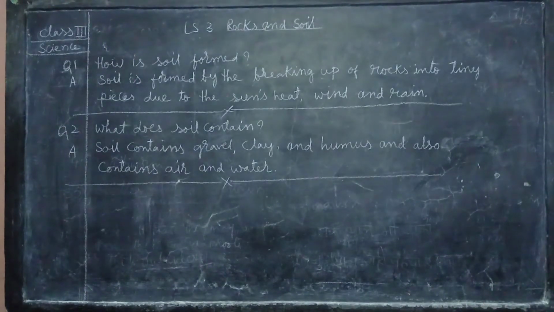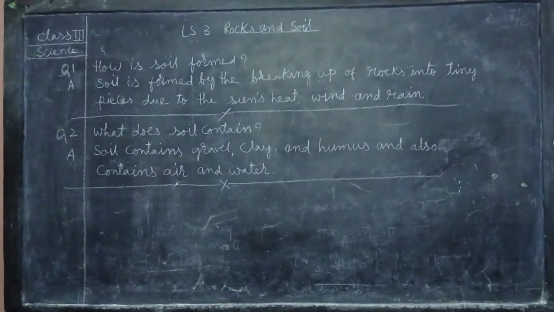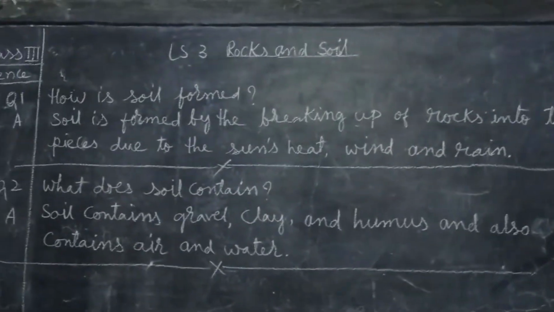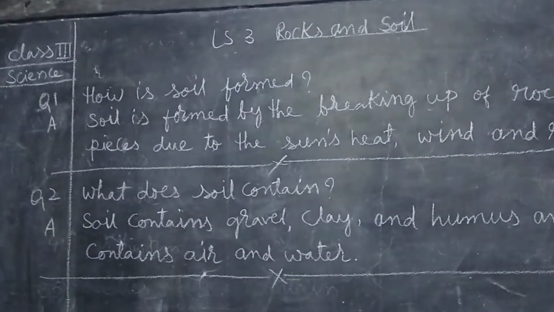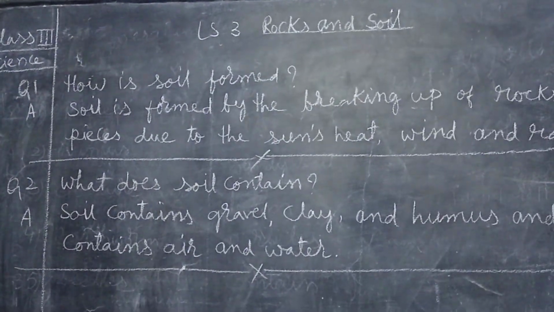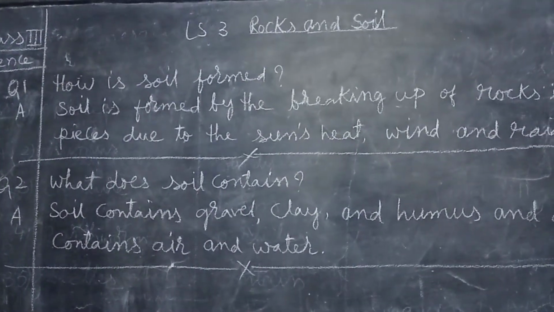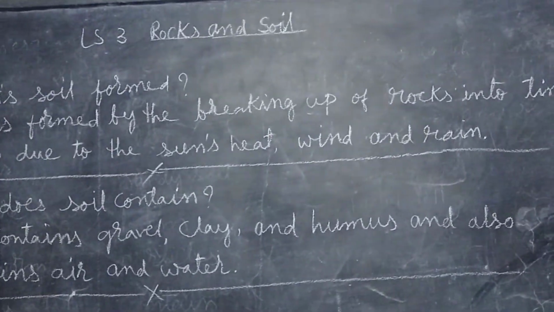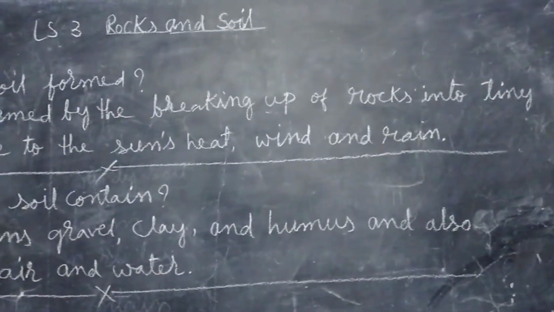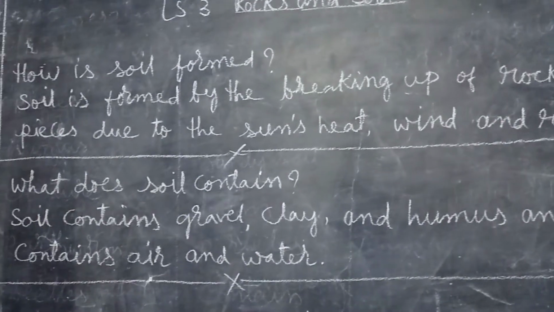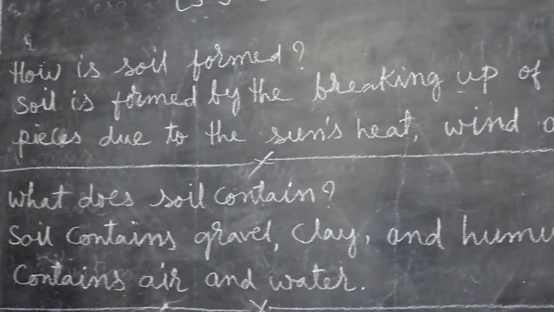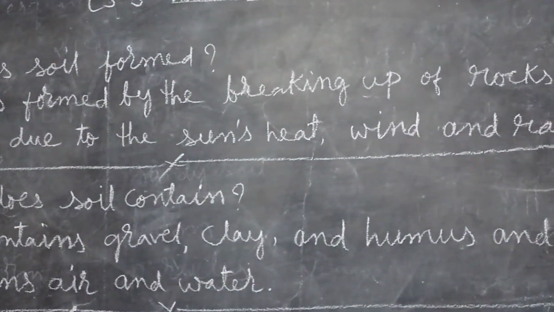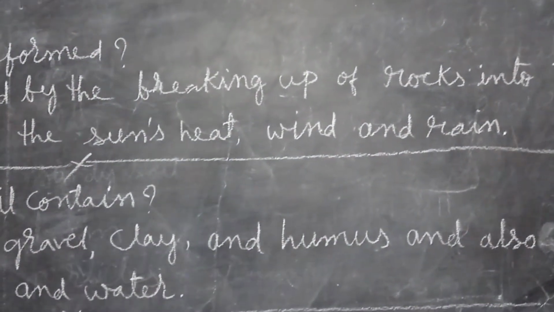New words in the class workbook. After that, you will be writing the question answers. Below that, you will write the question answers. How is soil formed? Soil is formed by the breaking up of rocks into tiny pieces due to the sun's heat, wind and rain.